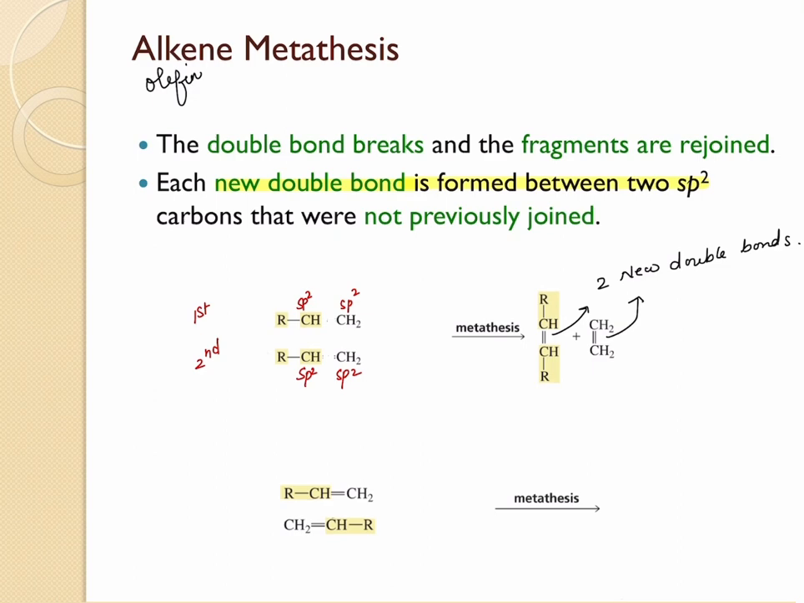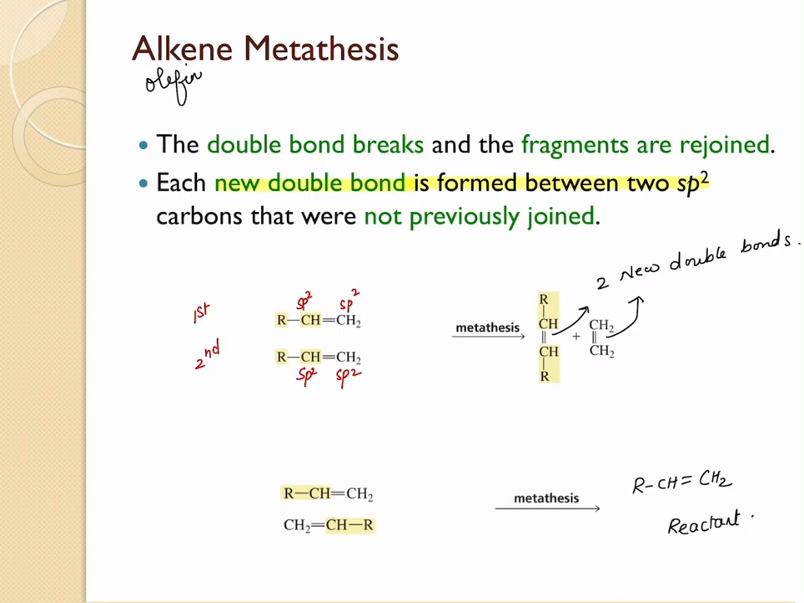This can also join in another way. Say, for example, if you join these two sp2 carbons together and these two sp2 carbons together, then it's going to result in the formation of the starting material itself. So the sp2 carbons can be joined in different ways, and you can get either the new alkenes or the reactant itself.